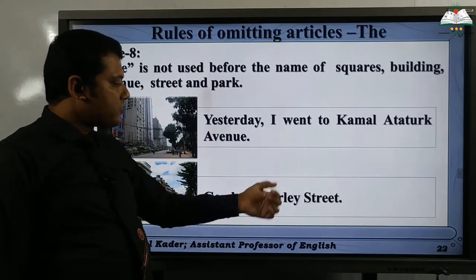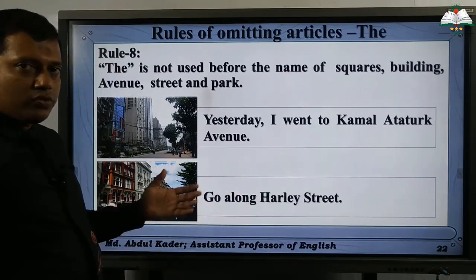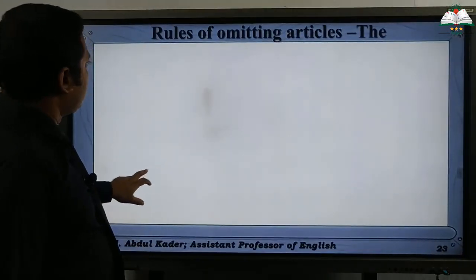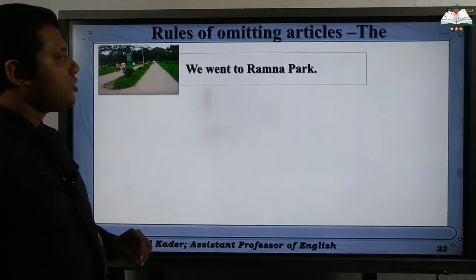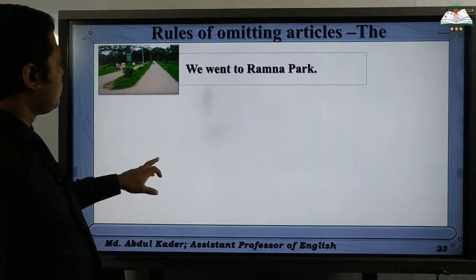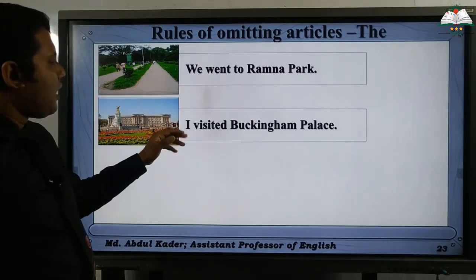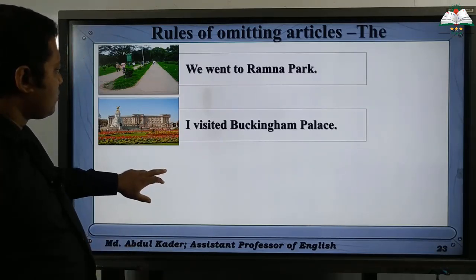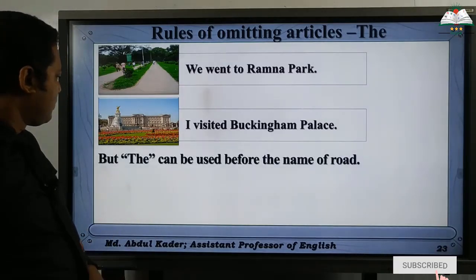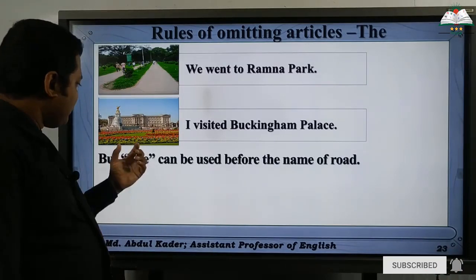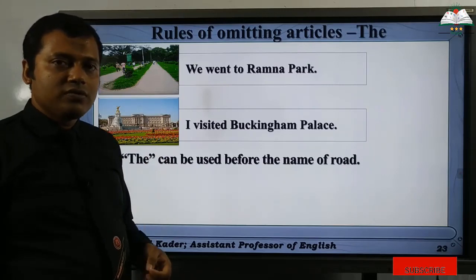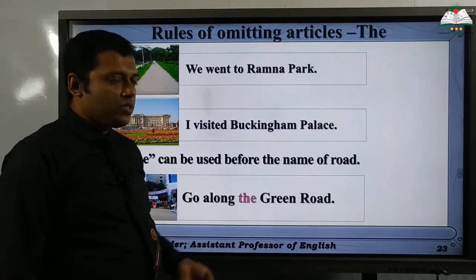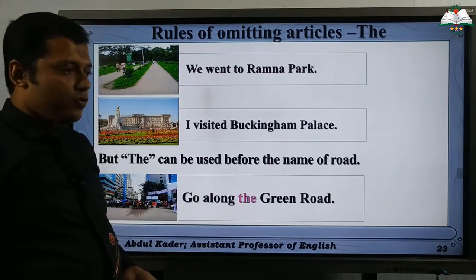Go along Hurley Street, it's a street, so you are not allowed to use the here. Next, we went to Ramna Park, it is the name of a park, you are not allowed to use the here. I visited Buckingham Palace, so you are not allowed to use the before Buckingham Palace. But please keep it in mind, the can be used before the name of a road. Look at this example. Go along the green road. So whenever you are using the word road or indicating any road, you can use the here.